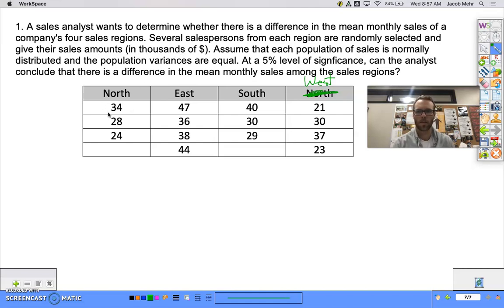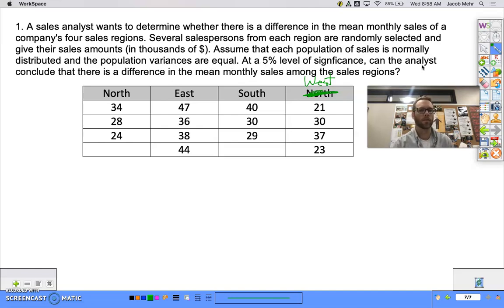Okay, so when we see this is 34 in the north region, that salesperson had $34,000 in sales. Somebody else from the north region had $28,000 in sales for the month, and then somebody had 24, and then the same for the different regions. Assume that each population of sales is normally distributed and the population variances are the same.